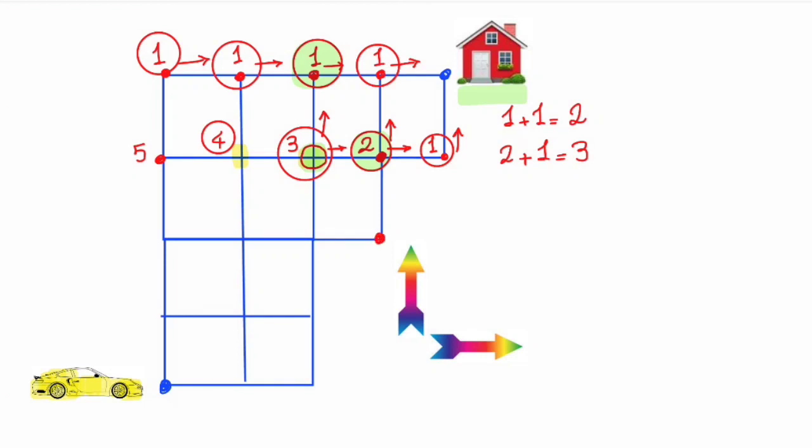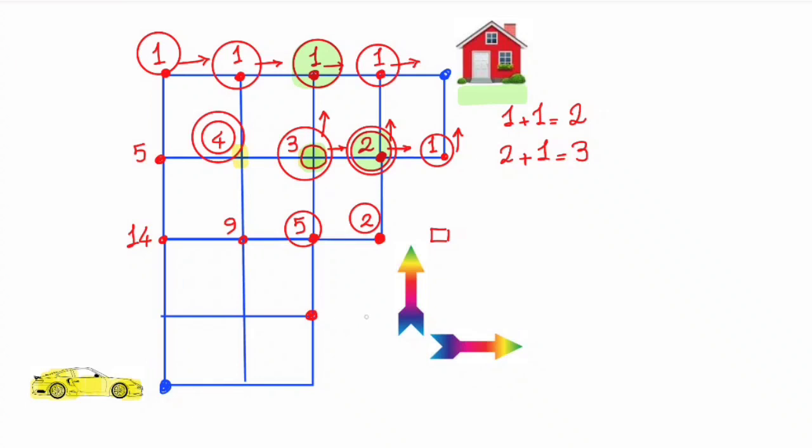So now we discuss this point. Obviously, there is no number on the right side of this point, and therefore the number of different ways is exactly the same as the one above this point. So the number of different ways from this point to the red house is 2. Now this point is 2 plus 3, which is equal to 5. Now 5 plus 4, which is equal to 9. 9 plus 5 equals 14.